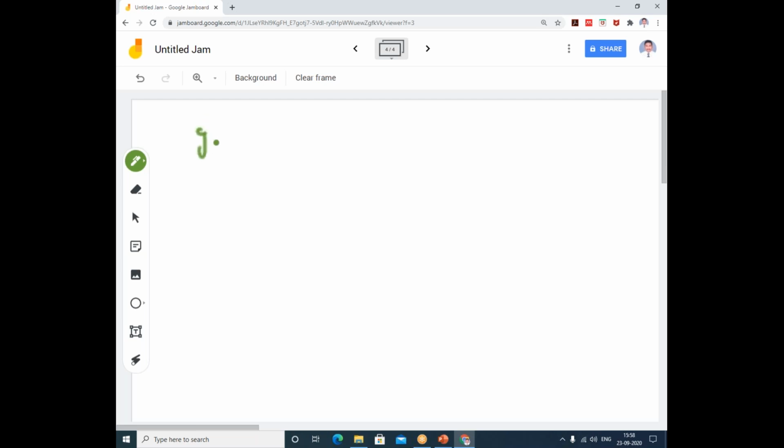The Fourier transform of g of t is G of f. Then the Fourier transform of g of t minus t naught is e power minus j2 pi f t naught into G of f. This is what we need to prove.